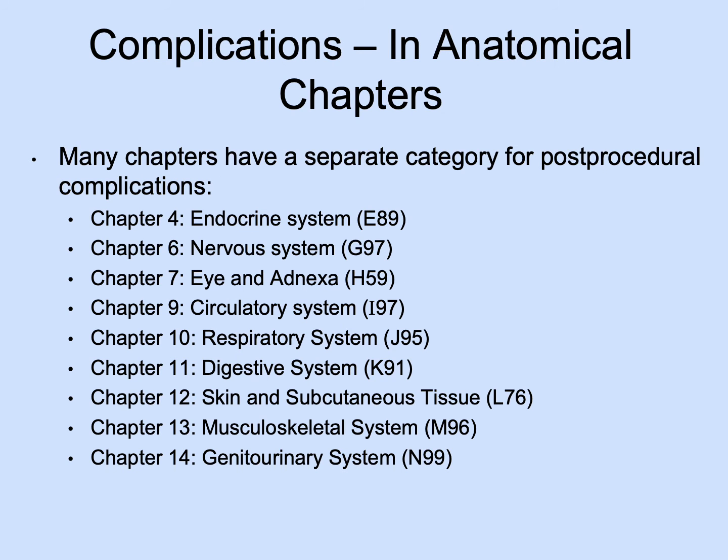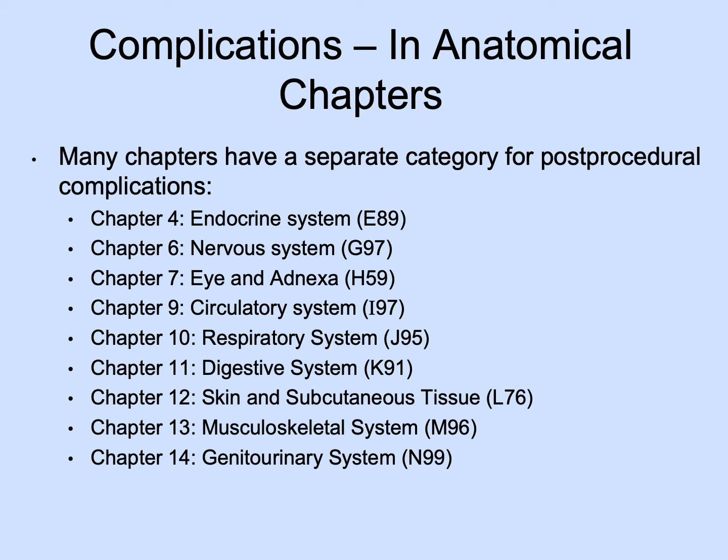Okay, so that's the codes that are in chapter 19. So let's talk about the ones that are in other specific chapters. Some, but not all, chapters have specific separate categories for post-procedural and interprocedural complications. And they have separate categories for that. They're all listed all together, but not all chapters have that. So here are the ones that do.